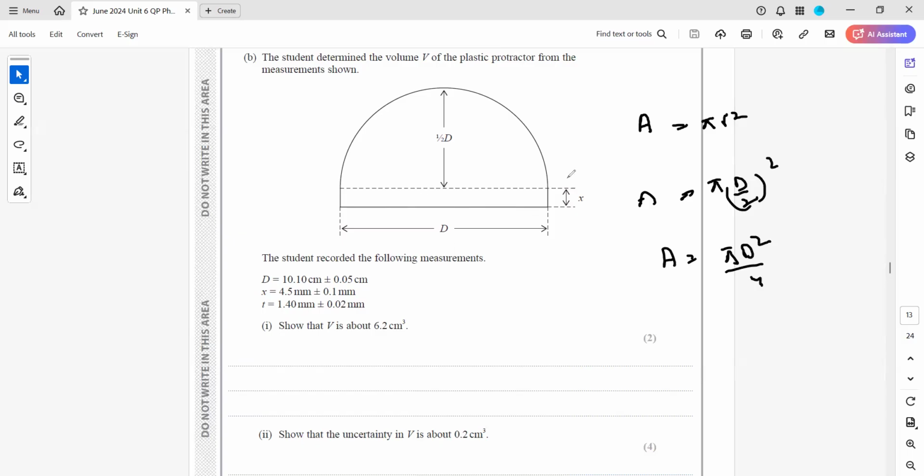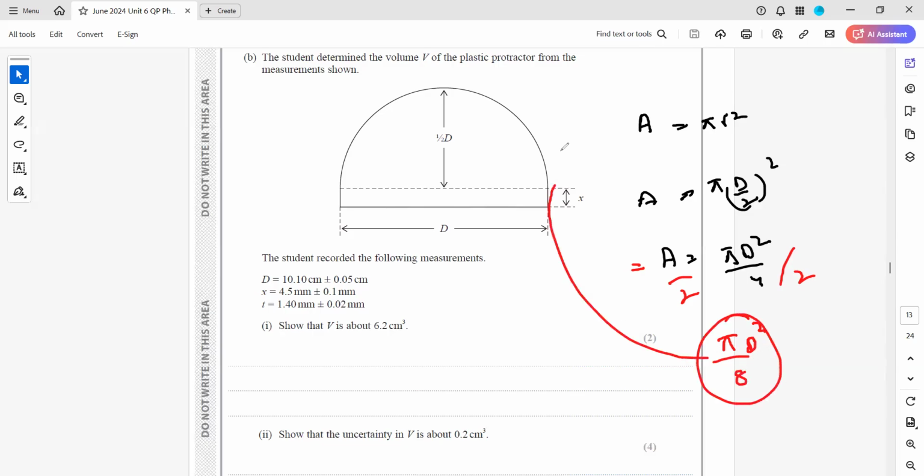This is for a circle, but it is a semicircle, so I will divide by 2. The total area will be divided by 2. If I divide by 2, I'll get the area of the semicircle. So what is the formula for the area of a semicircle? It will be pi d squared by 8. That is the area of the semicircle. And I will multiply by the thickness, so I'll get the volume.